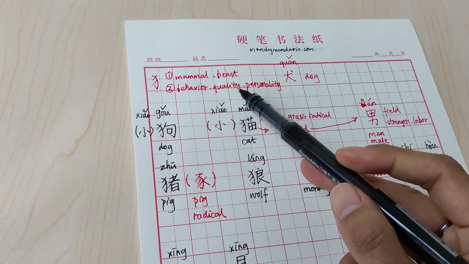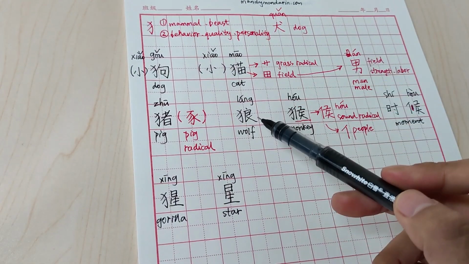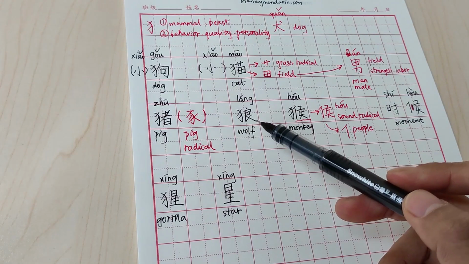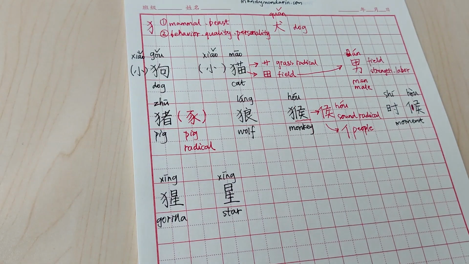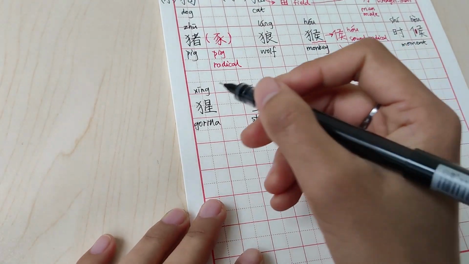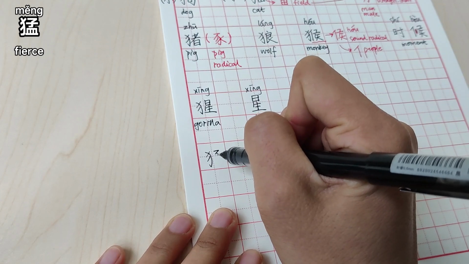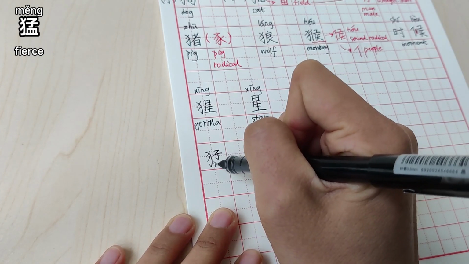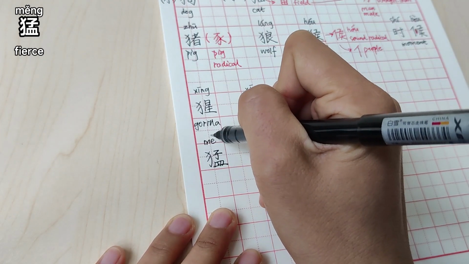Let's talk about the quality and personality first. So when you think of the wolf, what quality do you think they have? Yeah, they might be very fierce. That's right. The next character is meng.